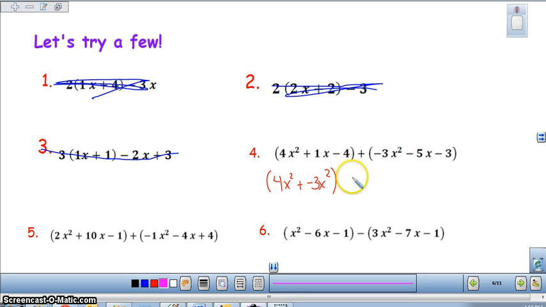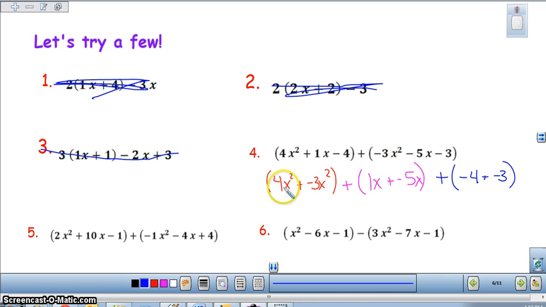Next, I'm going to put my x terms. So I have plus, and again, I'm going to group them, 1x plus negative 5x. Someone said, what if I put minus 5x? I like to, again, rewrite my subtraction as adding the opposite. And then our constant terms. And our constants are negative 4 plus negative 3.